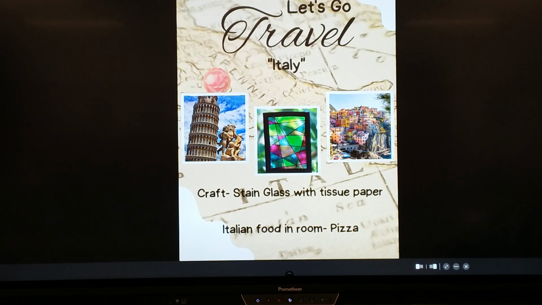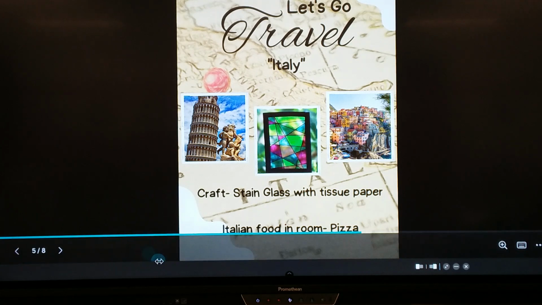So again, this is still motor skills. We're cutting, we're using scissors, we are using glue, taping, coloring, making the stained glass out of tissue paper. And in that room, we would have little bite-sized pieces of sample pizza for the kids.